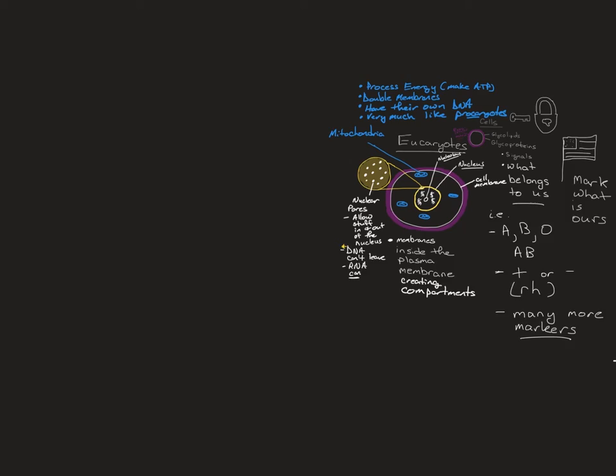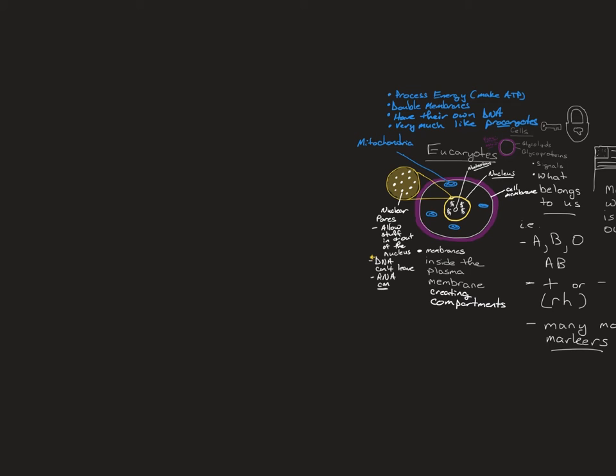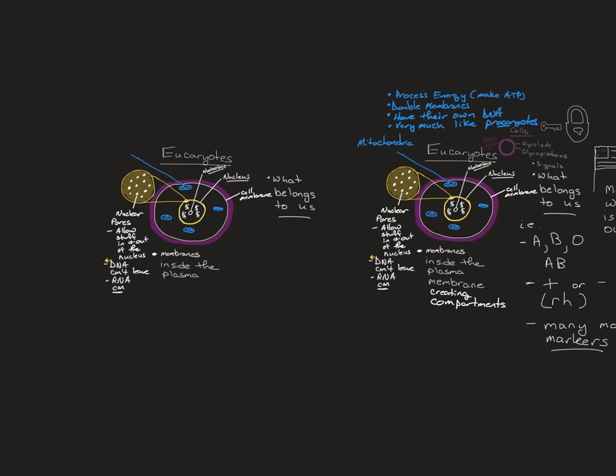There's another. Let's draw another type of eukaryote. Let me see if I can do this. I'm going to hate doing this, but I'm going to go ahead and duplicate it. Now, there's another type of eukaryote that's very similar. Everything's the same. I'm going to go ahead and get rid of a lot of this, though, so I can draw some of the other stuff.